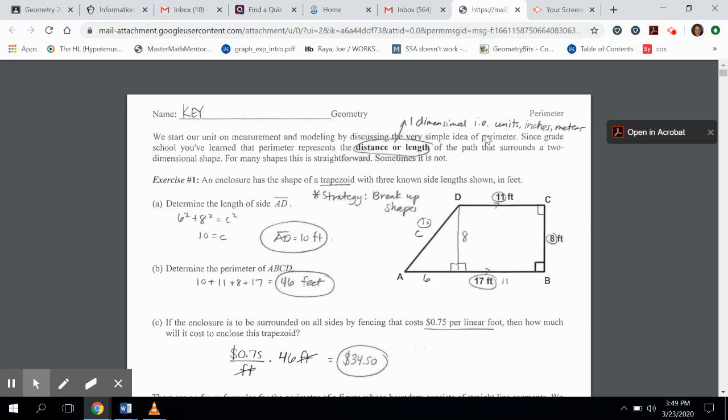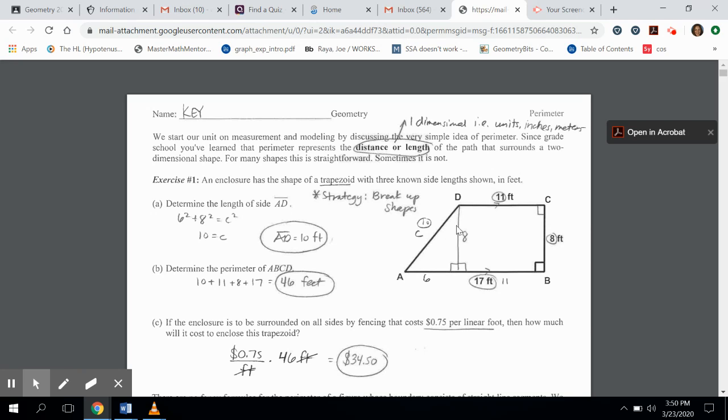It gives you a trapezoid. We want to find the perimeter of the shape. Well, they already gave you 3 sides. This is 17, 8, and 11. The strategy is, for this, break it up. To find this fourth side, I can force it into a triangle.